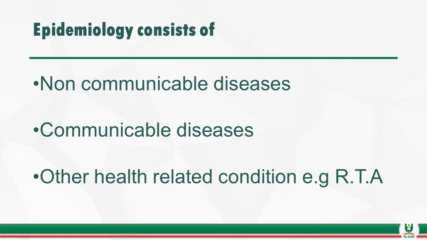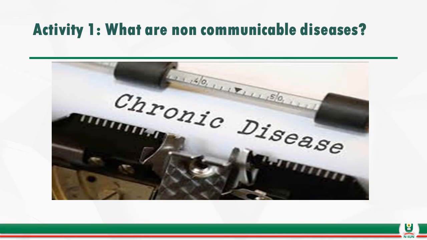Before then, epidemiology, what does it consist? Epidemiology consists of non-communicable diseases and communicable diseases. It also consists of other health-related conditions like road traffic accident, female genital mutilation, and domestic accident. They are all components of other health-related conditions which are studied in epidemiology. So here's the activity.